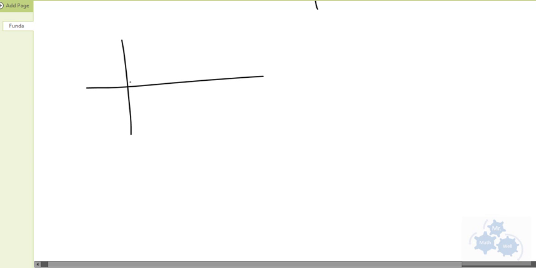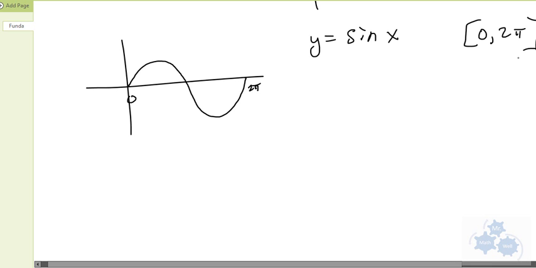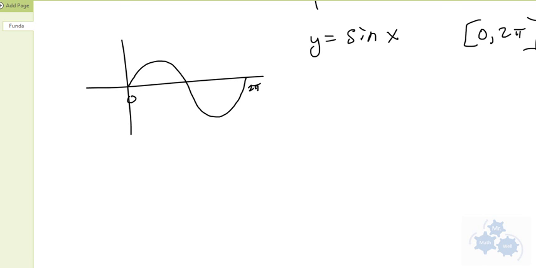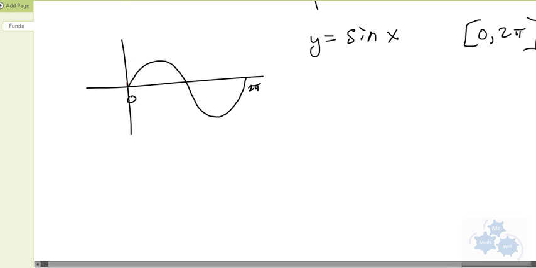What's the average value of the sine function between 0 and 2 pi? So y equals sine of x from 0 to 2 pi. If we look at this and just think through this, what might the average value of the function be? It starts off at 0, it goes up to 1, comes back down to 0, it goes down to -1, it comes back up to 0. What might the average value be?